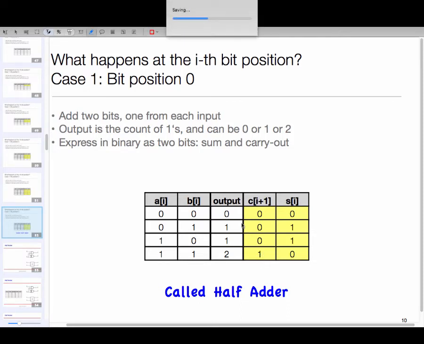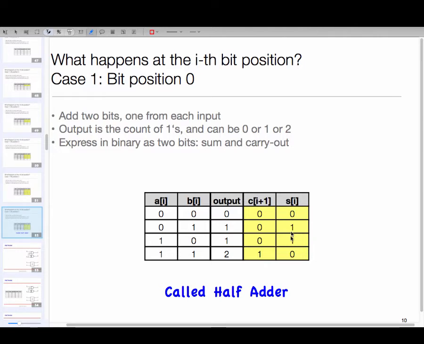This type of addition will only happen at the least significant bit, because at the least significant bit, I don't have any carry coming in. I only have 2 bits to add. This function is called a half adder. So a half adder is a combinational module which takes 2 1-bit numbers and produces a sum bit and a carry bit.